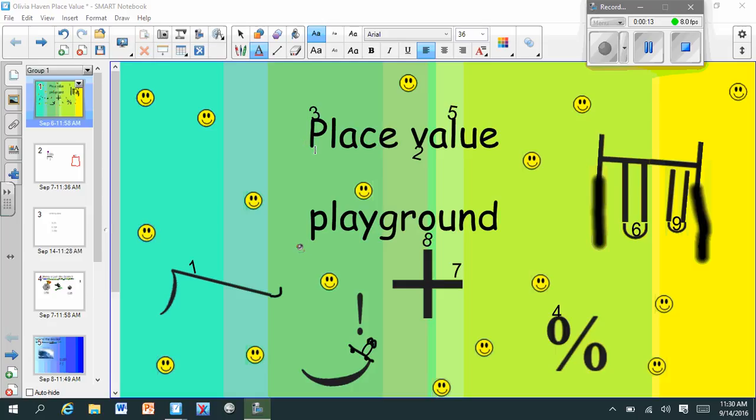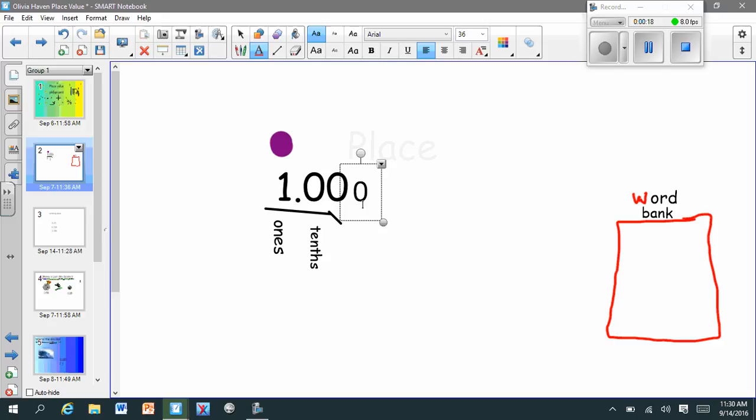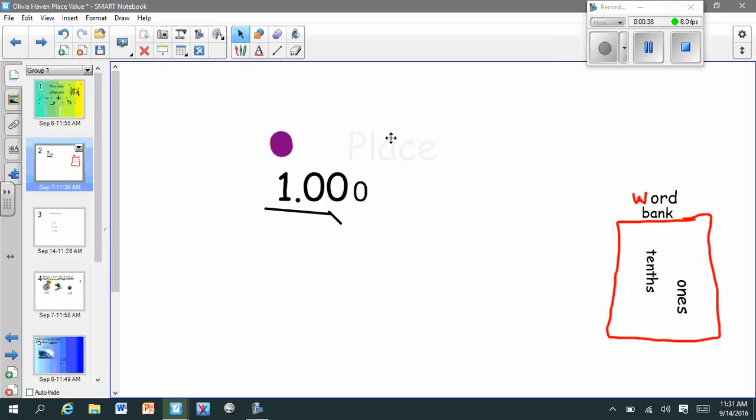So this is the Place Value Playground, and today I'm going to talk to you about decimals. I'm going to start with one of the most important values of the decimal, which is place. Now, it depends on where the number is. So place represents where the number is.